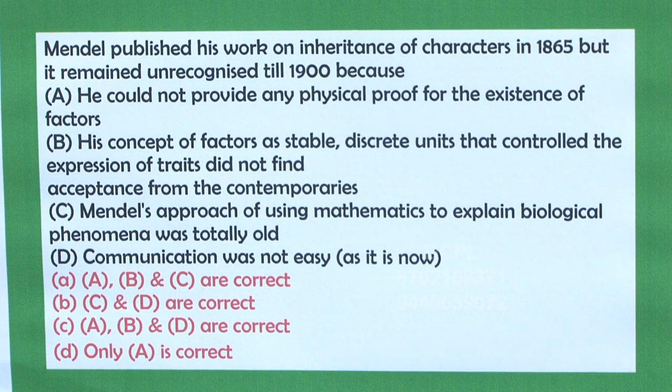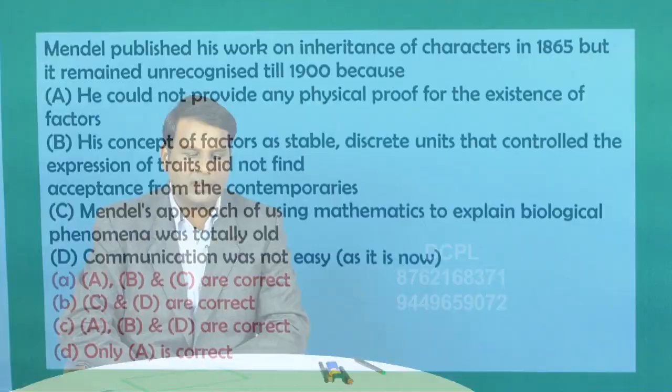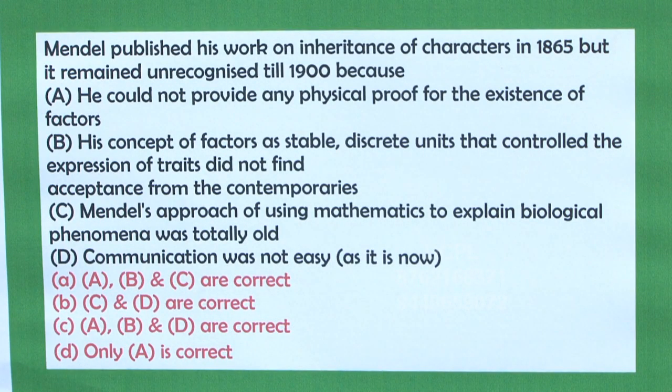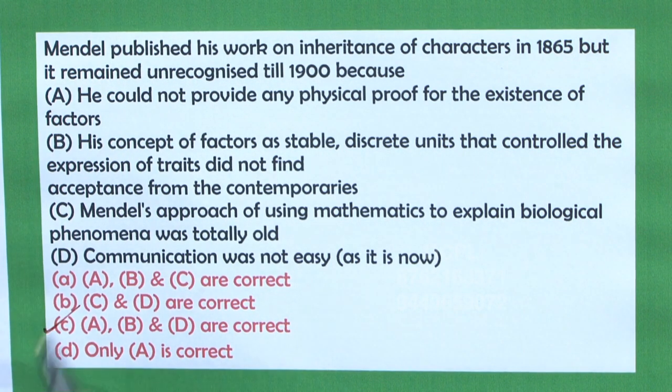So, when you consider all these options, the option C, Mendel's approach of using mathematics to explain biological phenomena was totally new for that time, it is not old. And when you see all these statements, the statements A, B and D are correct, and hence the correct option in this question is option C, that is A, B and D.